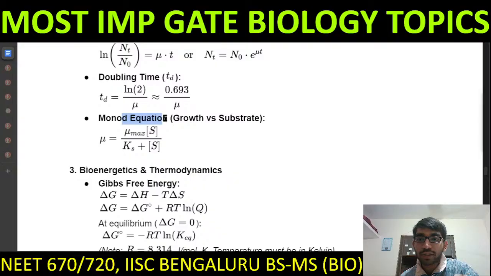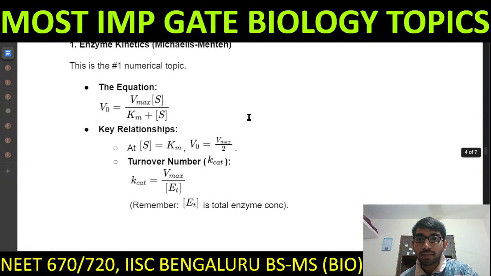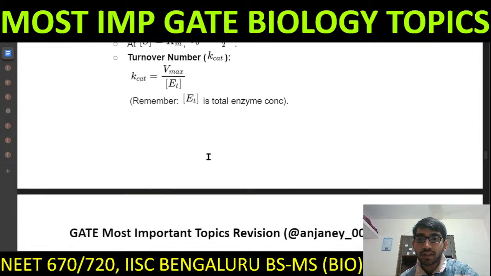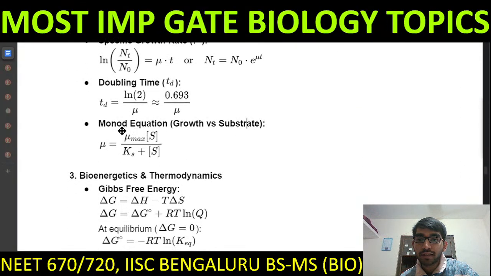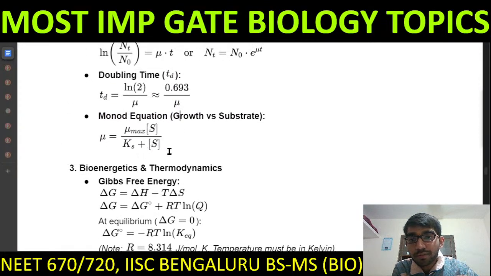Then the Monod equation. The Monod equation is exactly the same as the Michaelis-Menten equation. Just replace the V max and V with the specific growth rate. So mu equals mu max times concentration of the bacteria divided by Ks plus concentration of bacteria. The form is exactly the same, but the interpretation is slightly different, so here it is called the Monod equation. This is the concentration of substrate, not bacteria.